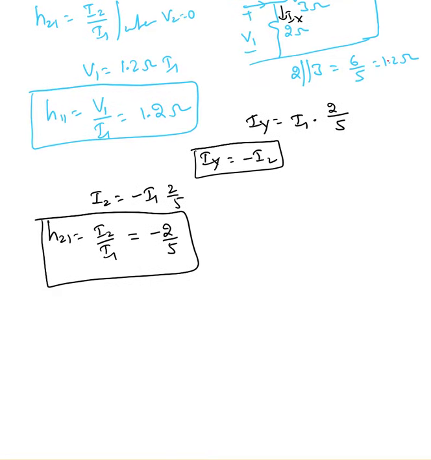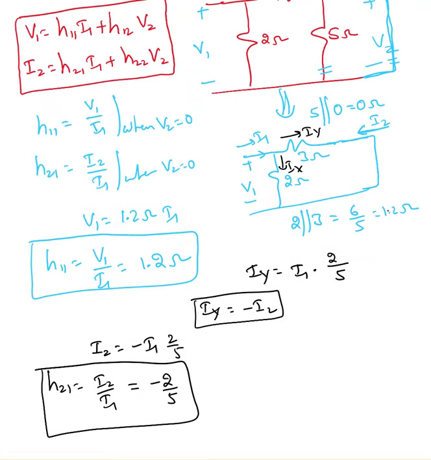Now we'll find the next two parameters. I'm going to find h22 first. h22 equals i2 over v2 when i1 equals 0, and h12 equals v1 over v2 when i1 equals 0. Okay, so those are the two parameters.